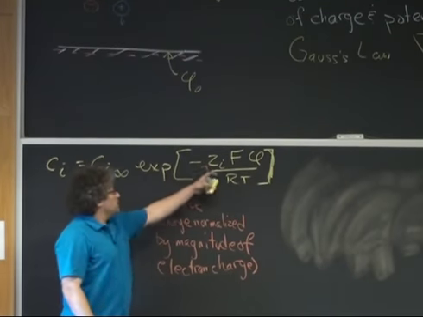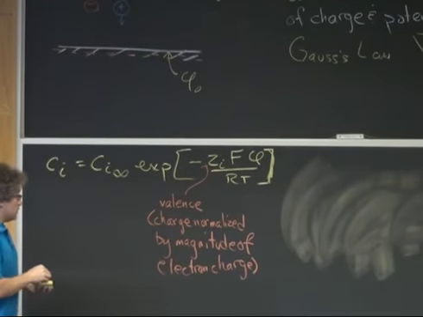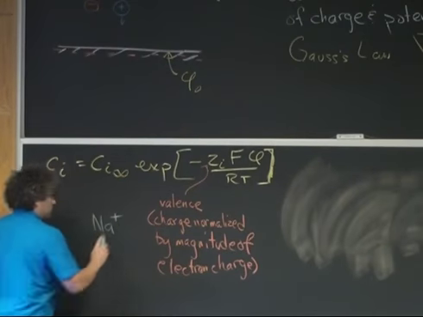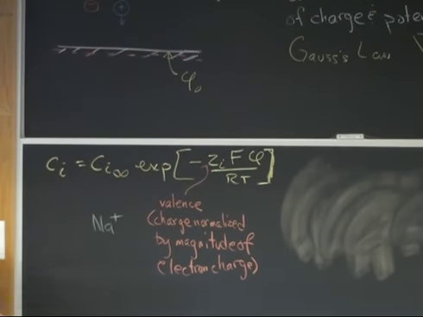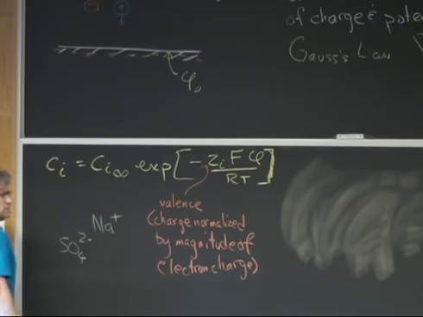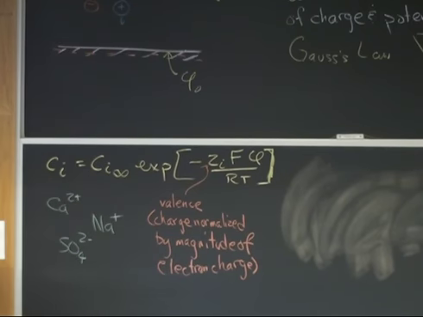So my valence of species i is just the charge normalized by the magnitude of the electron charge. So if I, for example, had a sodium atom, its valence would be 1. If I had a sulfate ion, its valence would be -2. If I had a calcium ion, its valence would be +2.